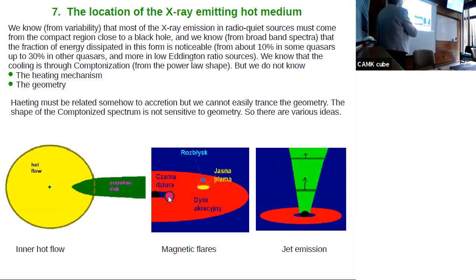But then you can also imagine that the disk extends down to ISCO, and then you have magnetic flares. Then it would look like a solar corona. Those flares can be much stronger, because differential rotation in the sun is much, much slower than rotation in a Keplerian disk. And then, of course, you can have a jet, for example, and then most of the emission can be from the inner jet.